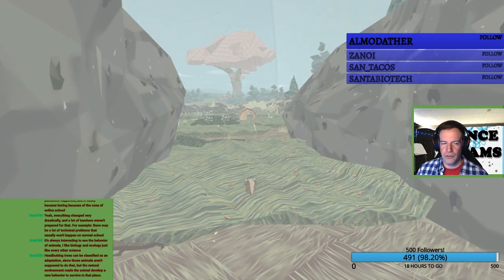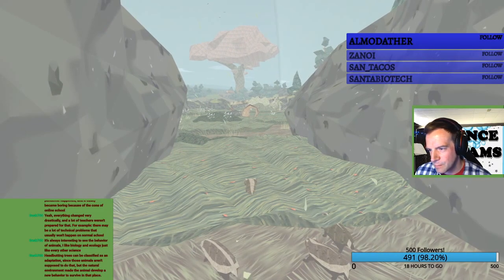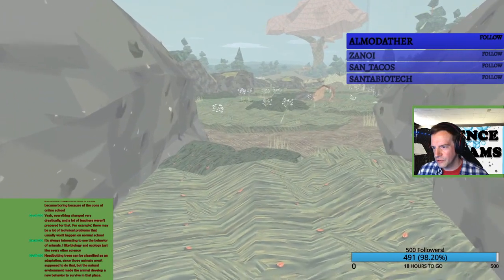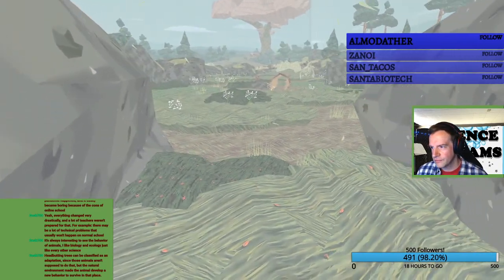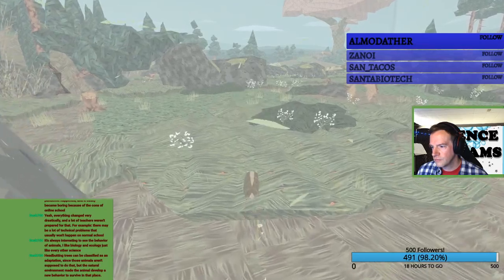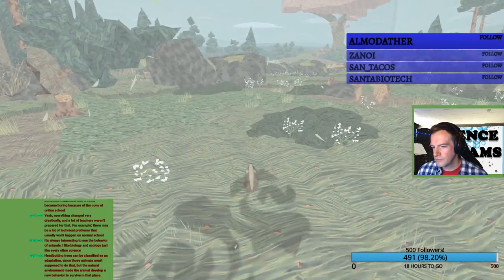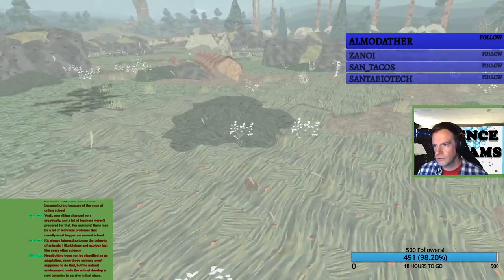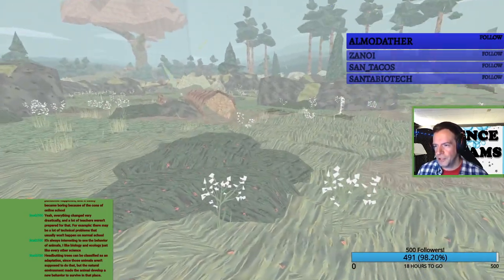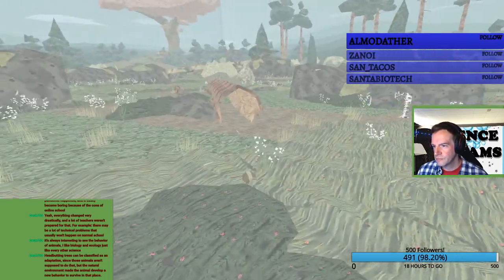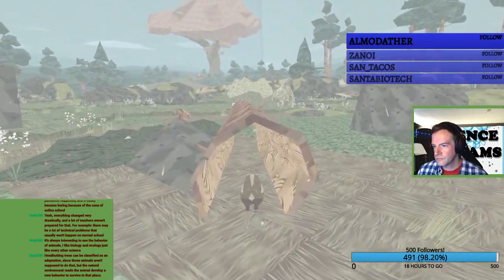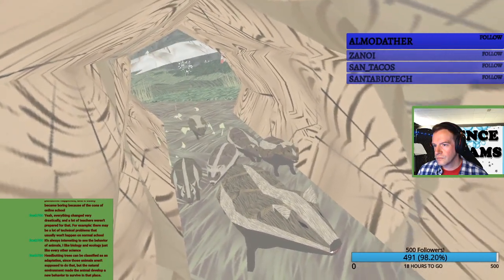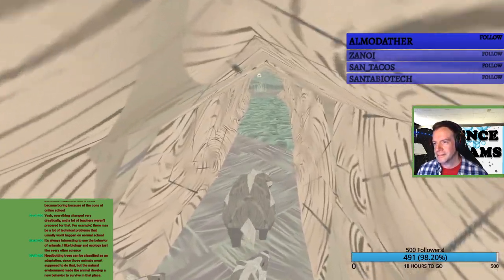Oof. By the way, yeah, nature, red in tooth and claw. You do not want to make mistakes here. Whew. The goal is to get to that pink tree. Oh my god.